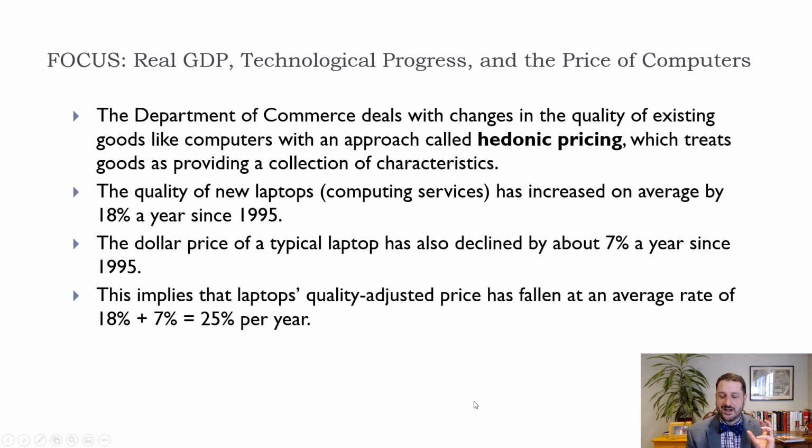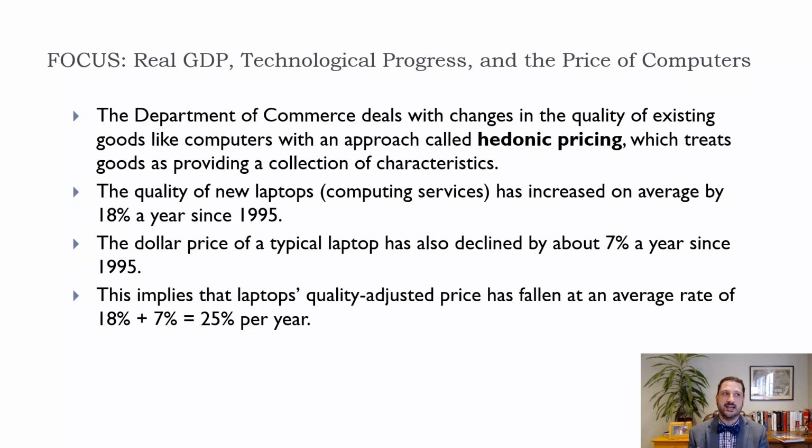Now, one of the most complicated things to do in looking at nominal GDP and real GDP, apart from doing the chained prices, which we'll talk about in the appendix, is this idea of hedonic pricing. The problem is that goods don't stay the same from 2000 to 2020, right? If you're thinking about a laptop, for example, laptops tend to both get better in quality and get cheaper in price. And so the example here is that the quality of new laptops, as measured by the Department of Commerce, has increased by 18%.